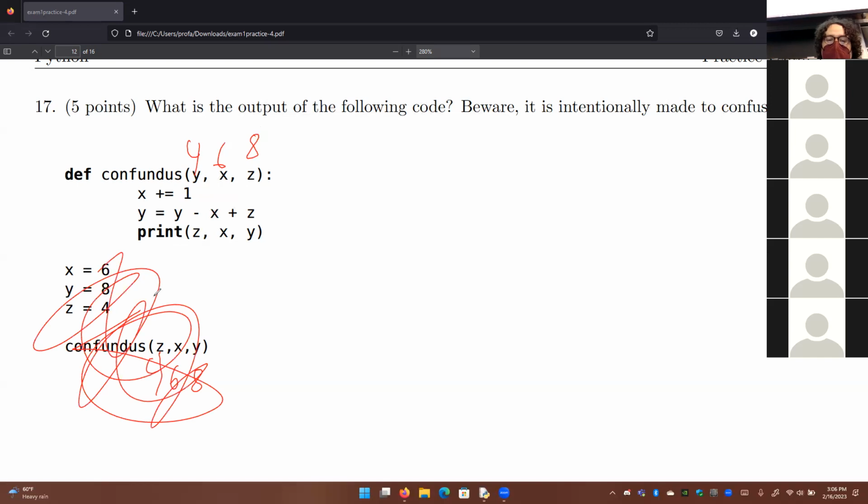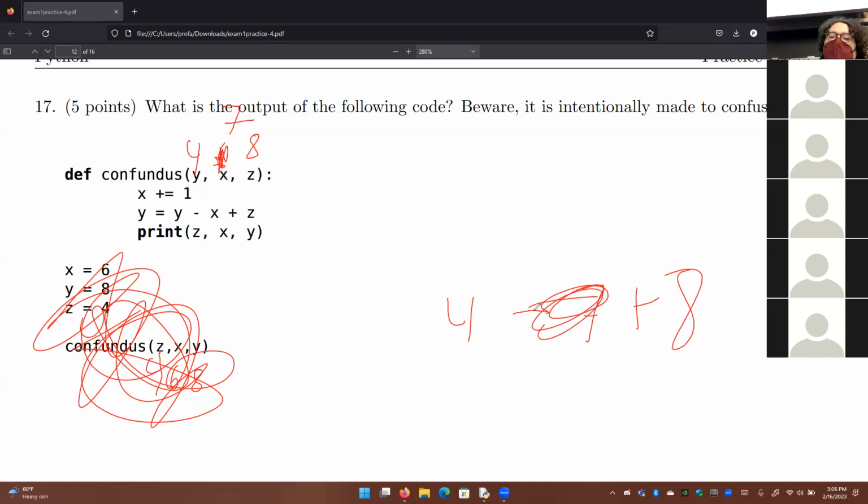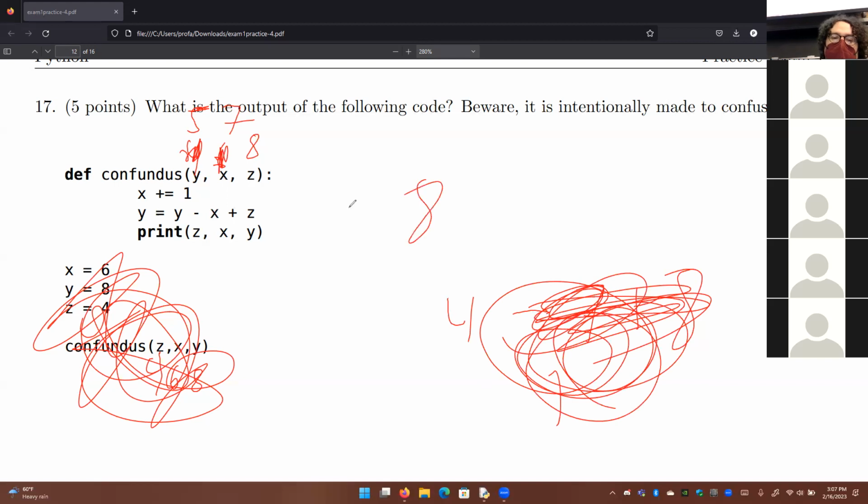So ignore this now, because this is all irrelevant down here. 4, 6, 8. So we look for x. X plus 1 is 7, so go ahead and increment this value to 7. Okay. Next, we have y is equal to y, which is 4, minus x, which is 7, plus z, which is 8. So 4 minus 7 plus 8, we can reverse this, and we know that this is just simply adding 1, which would be 5, right? So negative 7 plus 8 is 1, so 4 plus 1. So y becomes 5.